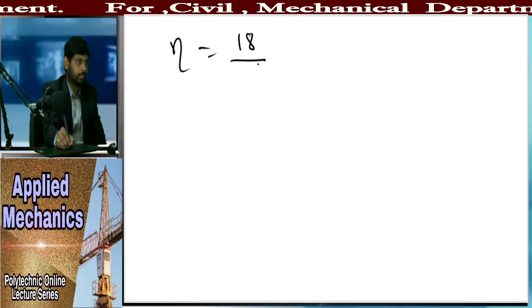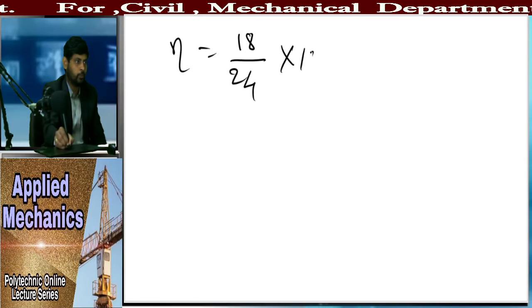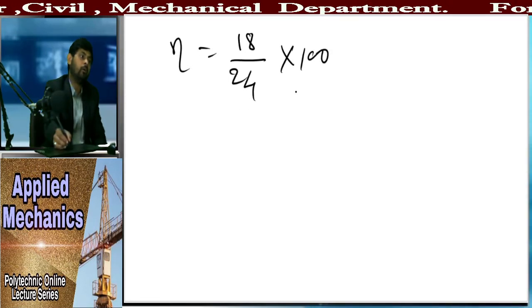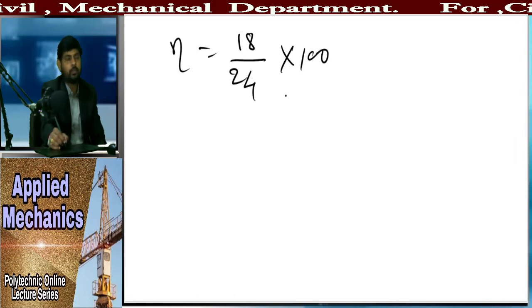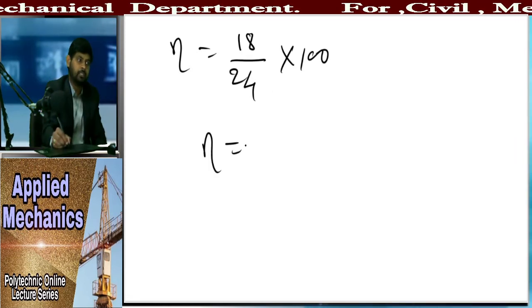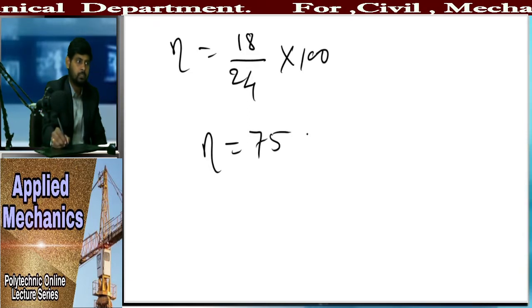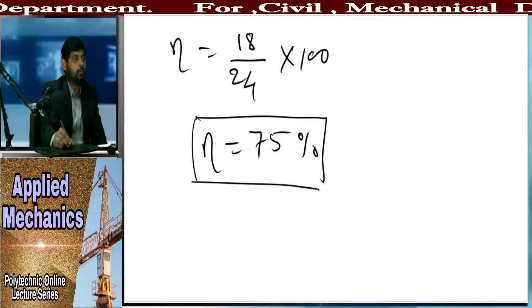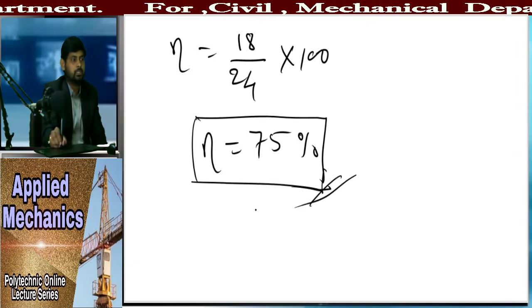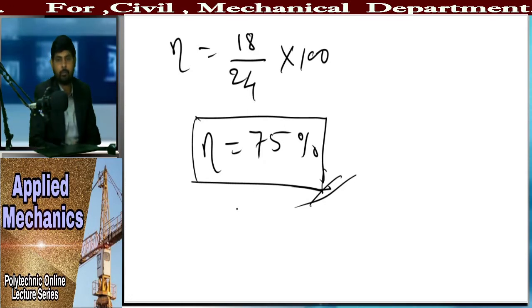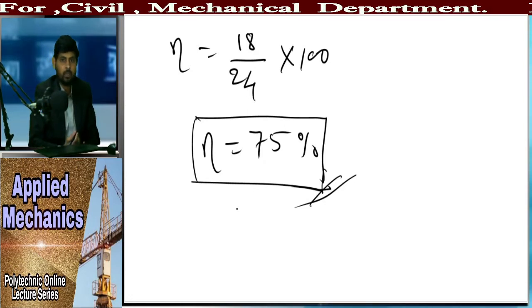So efficiency is 18 divided by 24 into 100. Do the calculation in your calculator and you will get the efficiency of the machine. So what is the efficiency? Yes, very good, 75%. So efficiency is 75%. Here we have completed our numerical based on the Weston's differential pulley block.